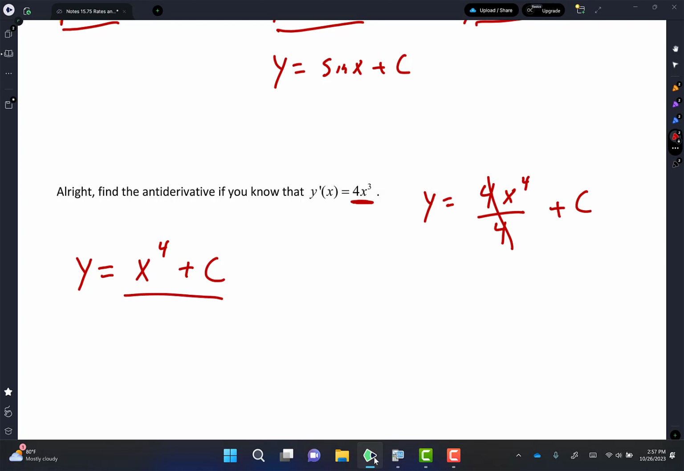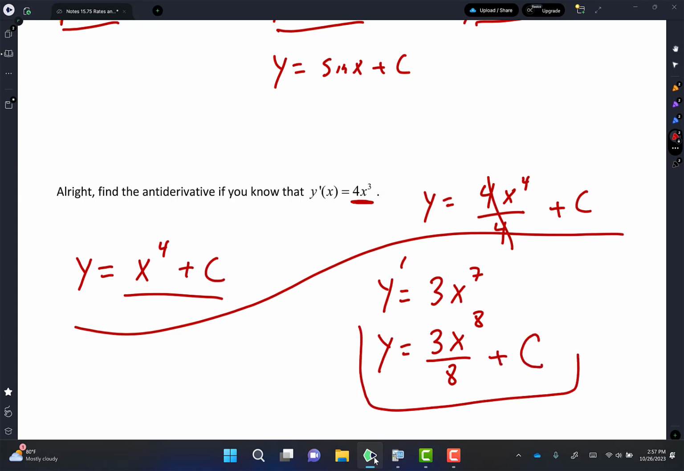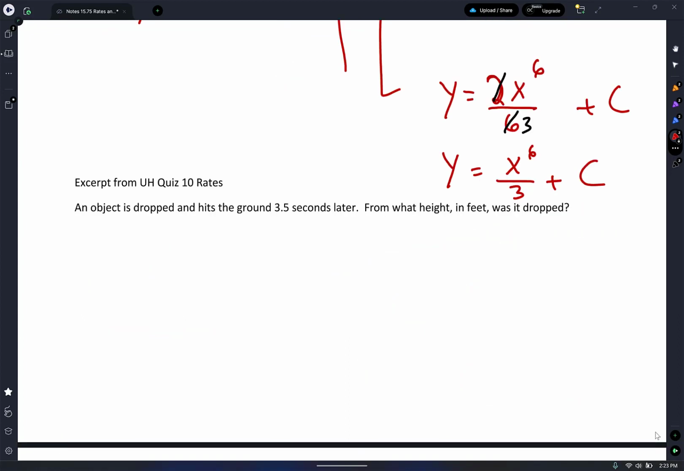Wow. So let me give you another one, just for kicks. Y prime equals 3x to the 7th. I want y. What is y? So what do I write? No, I write 3x to the 8 divided by 8. And then don't forget the what? Plus c for some constant c. Cool or not cool?